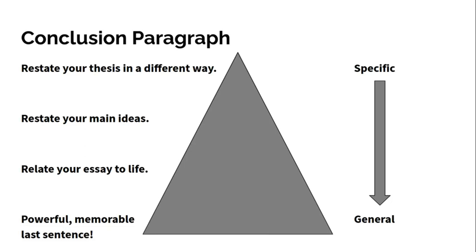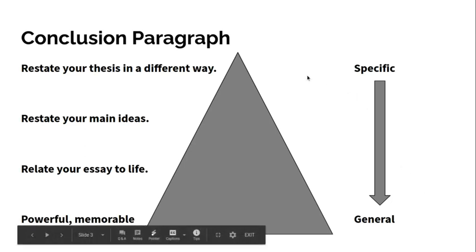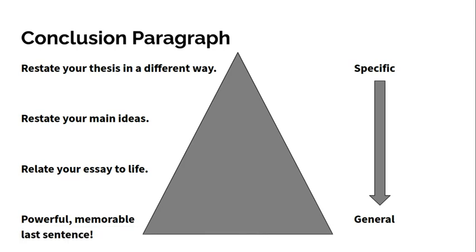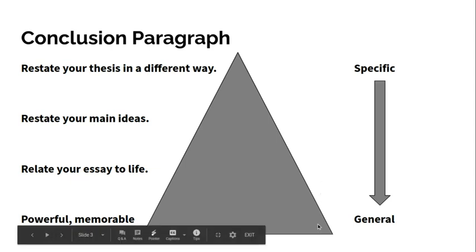So here's how you do this. You start your conclusion by restating your thesis. You have to continually remind your reader what the point is that you have proven. And so restate it, but just a little differently so that the reader of the essay does not become bored with it. Then restate your main ideas of the essay. Recall for the reader what it is that you have presented. Relate your essay to life. How can you now think bigger and apply what you have written here to life? And then finally, end with a powerful, memorable last sentence.